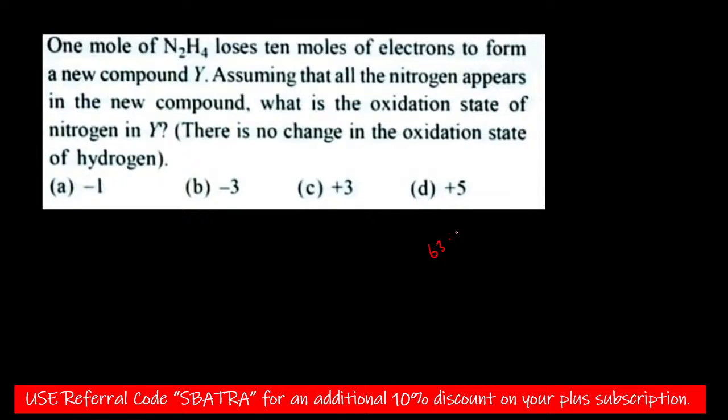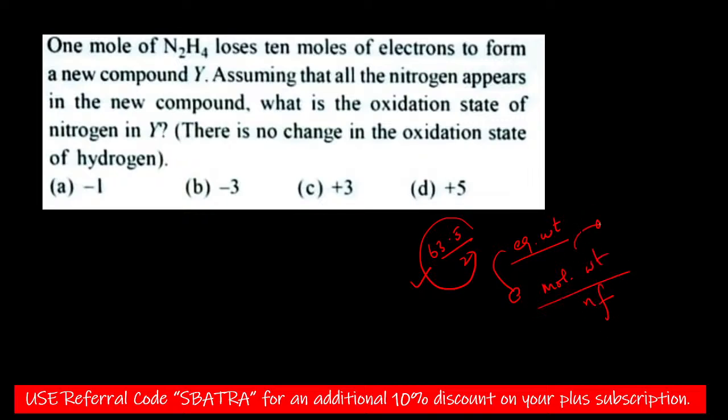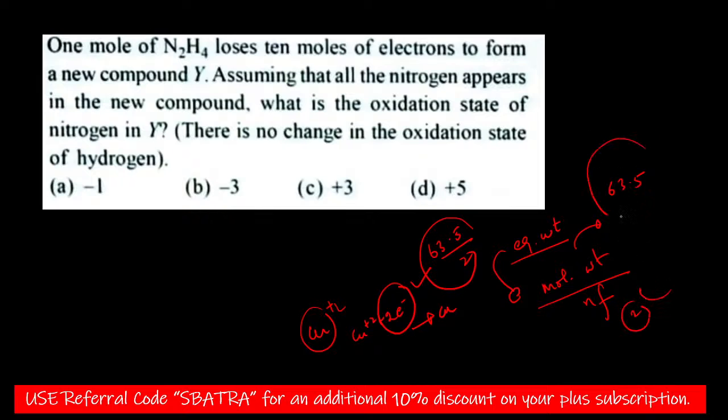63.5. Why did we do 63.5 by 2? See, what is equivalent weight, Nidhi? Equivalent weight is nothing but molecular weight or atomic weight divided by n factor. And what is the atomic weight for copper? That is 63.5. Copper's valency is +2. That means copper +2 will take 2 electrons and form copper. So here the n factor is 2. So now we have 63.5 divided by 2. That means this is the equivalent weight of copper. Are you clear with this thing?